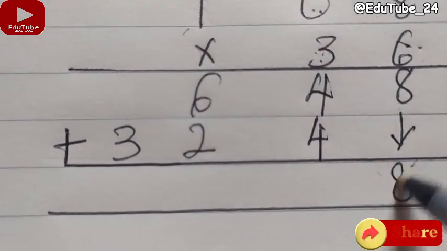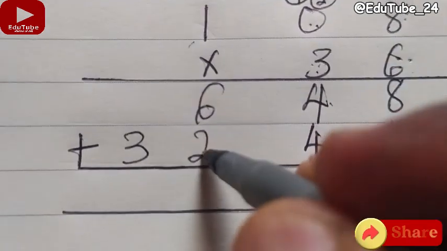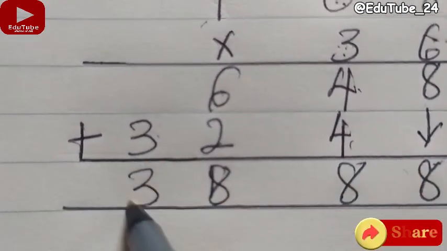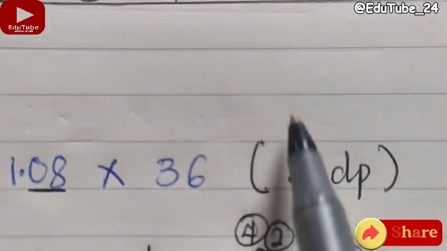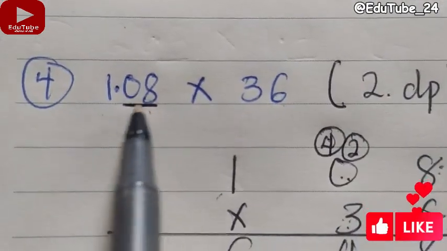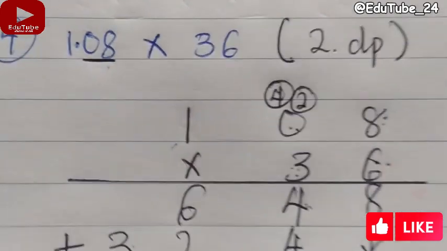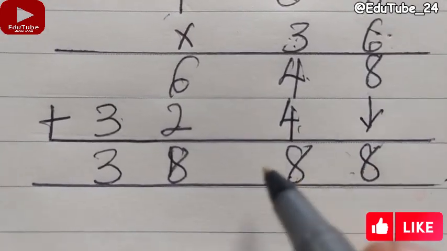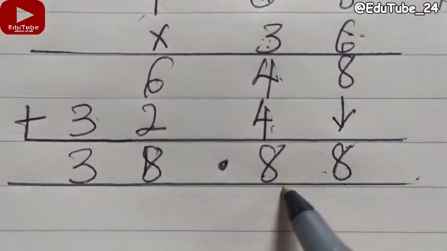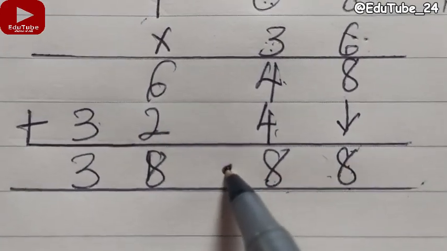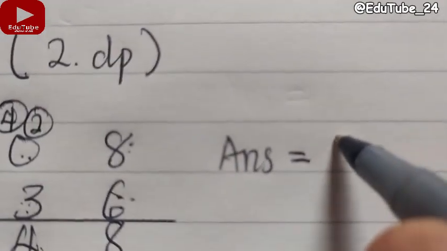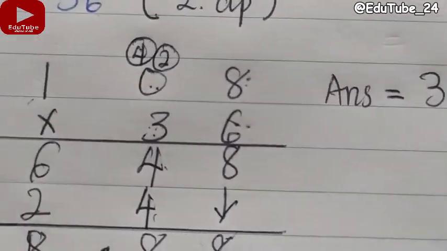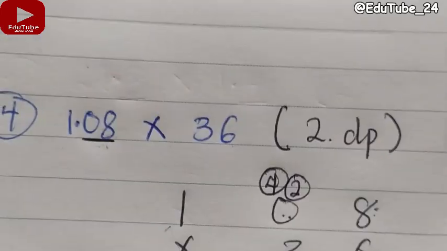So 8, and 4 plus 4, 8, and 6 plus 2, 8, and then 3 plus nothing, 3. Now you go back to the decimal places that we counted. We add 2 decimal places from 1.08. So we leave behind 2 digits of numbers, which are the unit and the ten. So I place my point here. That's 2 decimal places, 1, 2. So our final answer is 38.88. And that is all about multiplication of decimal numbers.